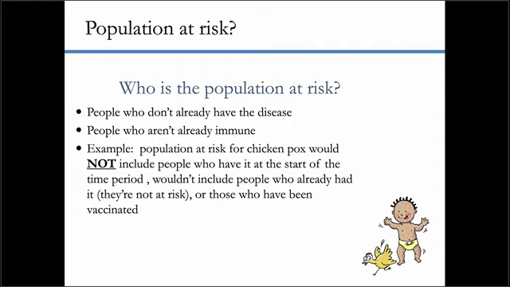So for example, your population at risk for chickenpox would not include people who had it at the start of their time period, so people who are already infected. It wouldn't include people who have already had it because they're no longer at risk, because once you've had chickenpox, you're not at risk of getting chickenpox again. And it would not include those who have been vaccinated, assuming that our vaccination is 100% effective. And that gets a little bit more complicated, and it's not something we're going to harp on too much in this class. Most of the time, we'll just assume that if a person's vaccinated, that they're no longer at risk for the disease for these calculations.